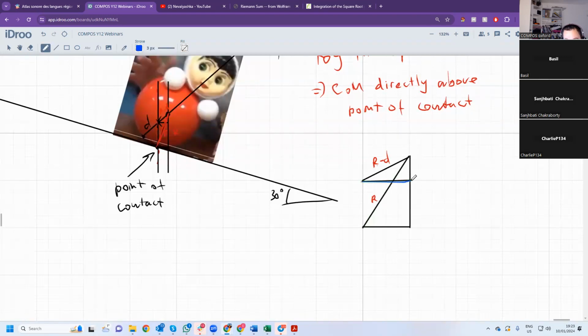I really hope you haven't lost me. You can see that these blue lines are the same. And this angle is 30 degrees, and this angle is 45 degrees. So this is R sine 30, and this is (R minus d) multiplied by sine 45.